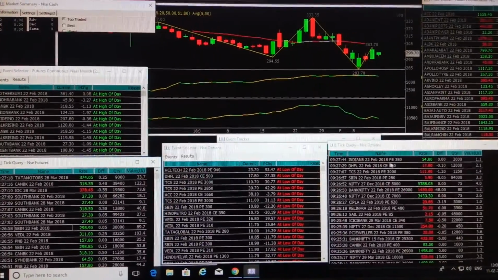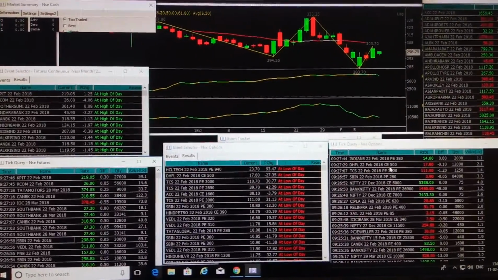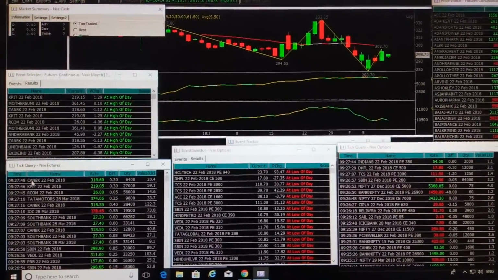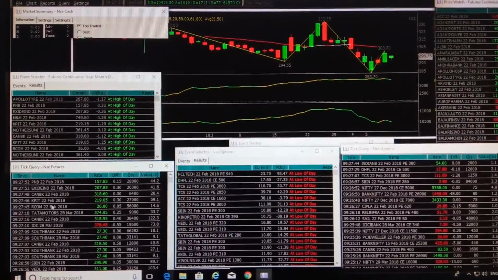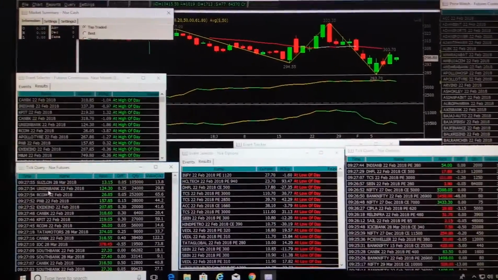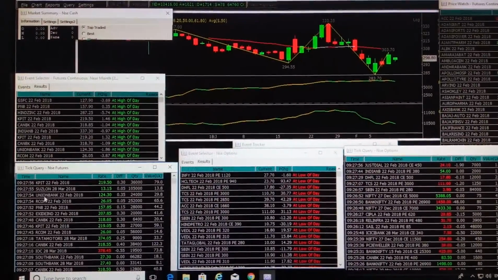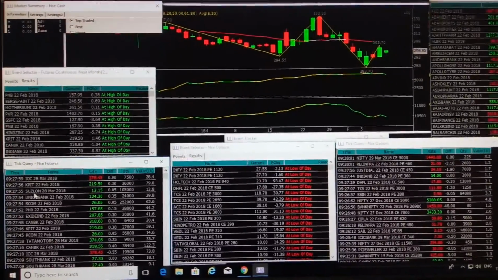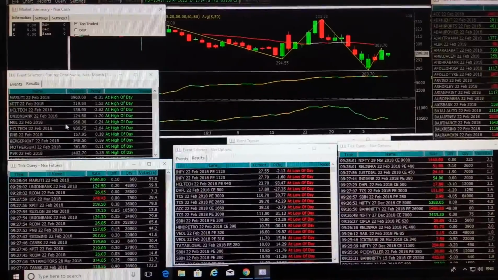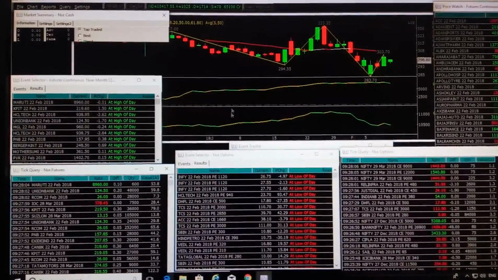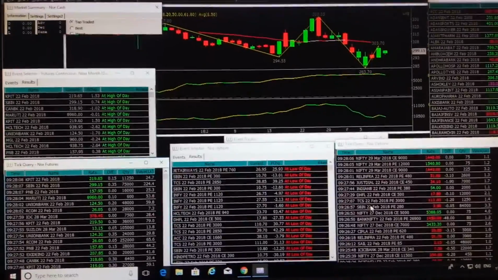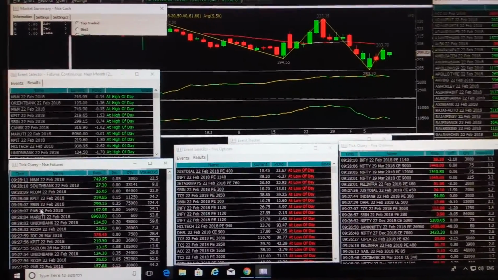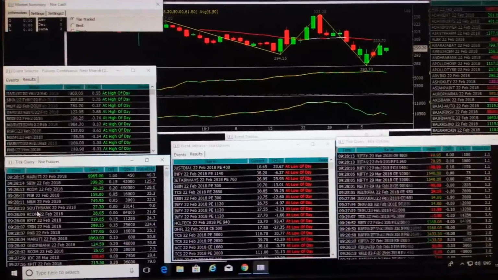Here DHFL calls are getting written. If SBI is getting written, then you can think about other banks as well. See here PNB, Union Bank, all the PSU banks are at day high. So intraday, Bank Nifty would definitely give a spike of 50 or 100 points immediately, because the banks are trading at day high.